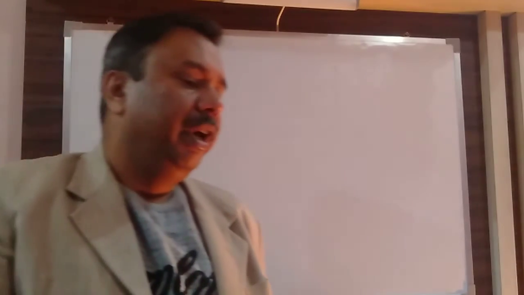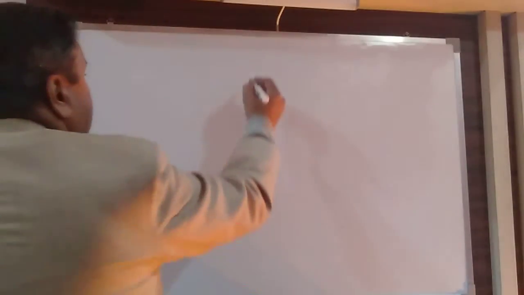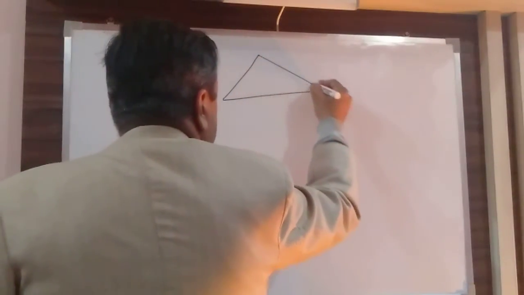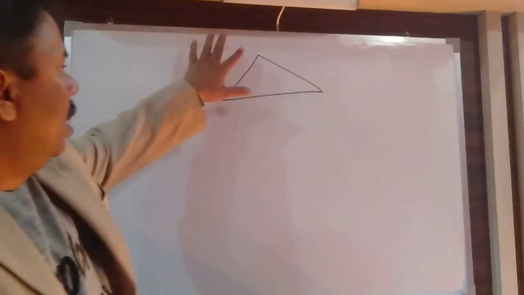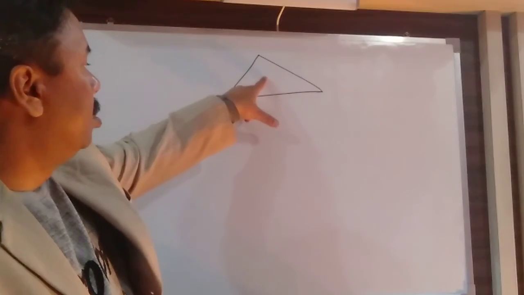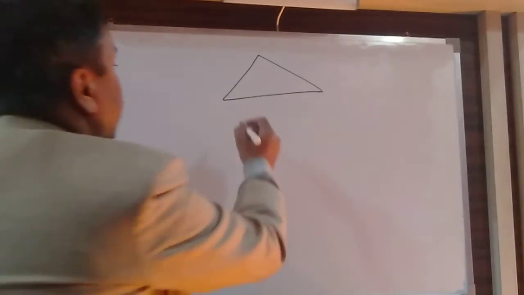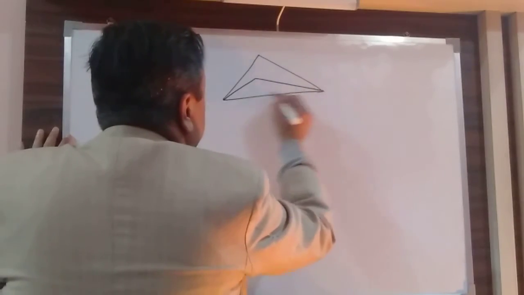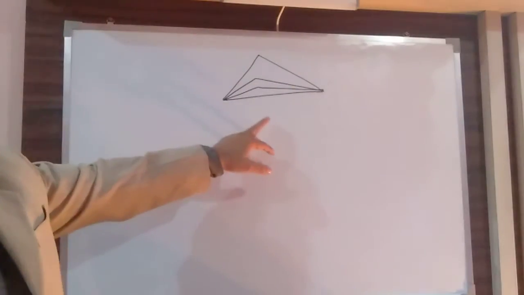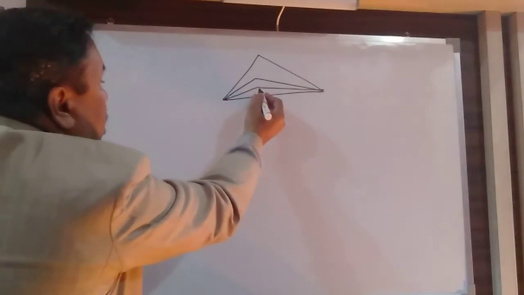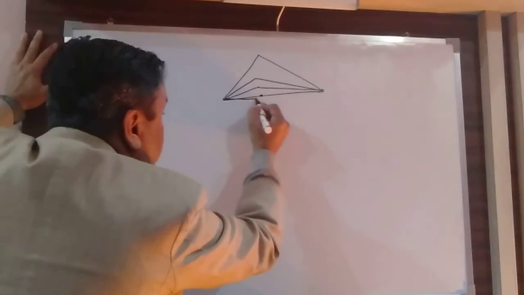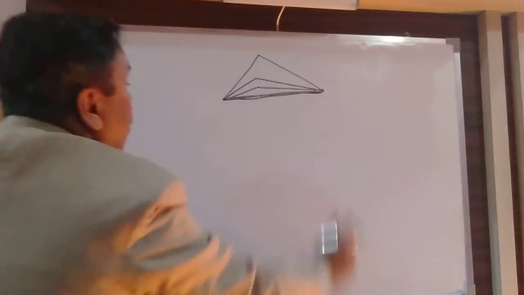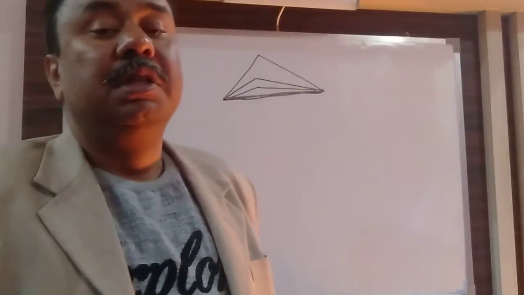Now, what if the area of the triangle comes out to be 0? First, just try to understand what is the meaning of the area of a triangle being 0. Suppose that this is a triangle. Just bring this point closer to this line, the base. What will happen? Area will be reduced. Bring it more closer, area will be further reduced. And the moment this point comes on this line, the area is 0.